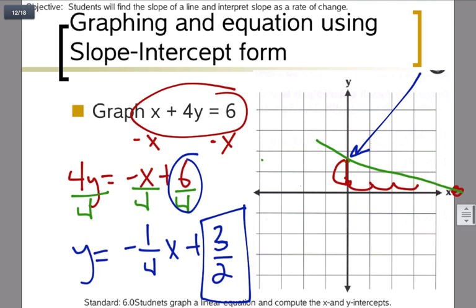Now let me back that up just a little bit and you can see how that is exactly a distance of 1 down, but over 4 from here. So this is over 4, down 1. And so that's using the y-intercept and counting slope to graph a line.